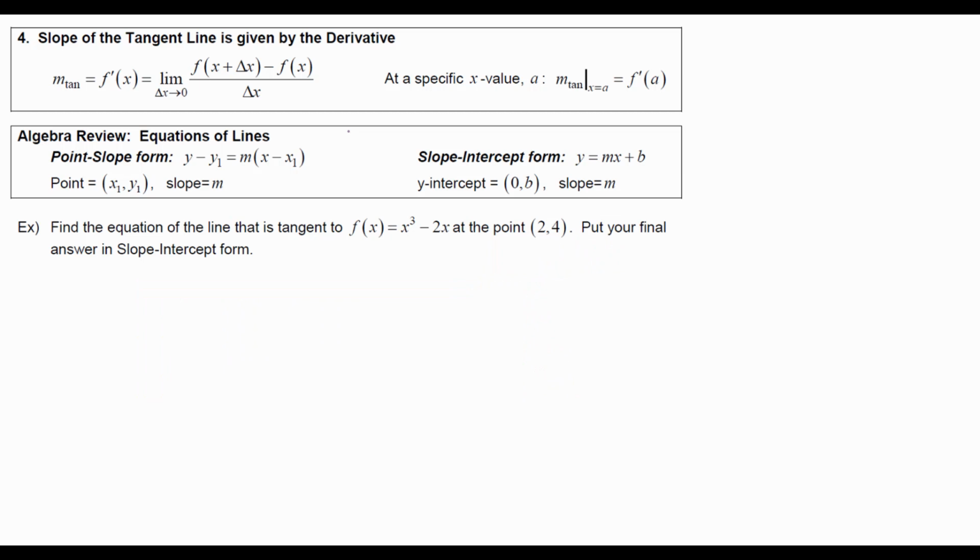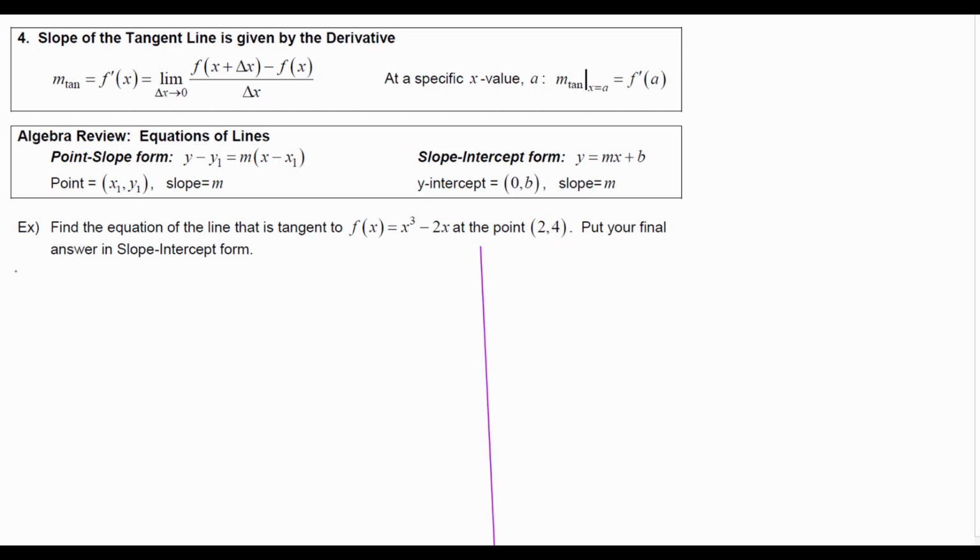All right, so let's do a specific example. Find the equation of the line that is tangent to f of x equal x cubed minus 2x at the point (2, 4). So all I need is really to find the slope m. And to do that, we're going to find the derivative function, which is the f prime function. And then we're going to plug in x equal 2 there to calculate the slope at x equal 2.